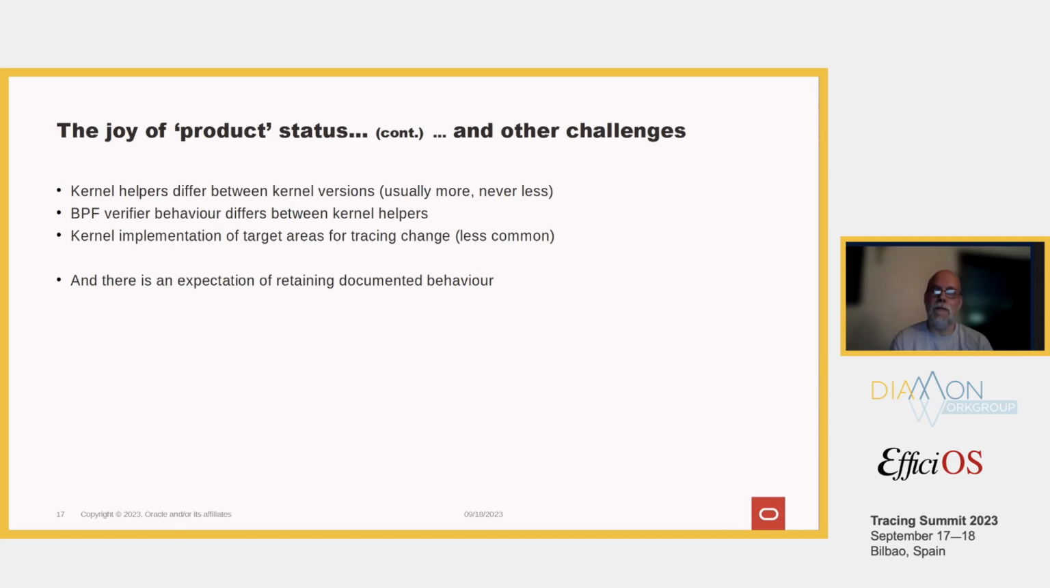There is also the BPF verifier, which has again been getting much more advanced, but that also has the issue that we can't necessarily count on its behavior as well as we would have hoped. And then there are some changes that happen in kernel source that we have to adapt to, and that actually has not happened very much, which has been very surprising, and I'm very grateful for that. And again, we need to retain documented behavior. DTrace is defined in a certain way as a product, and we have less flexibility in changing that.